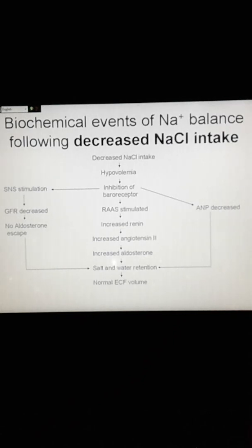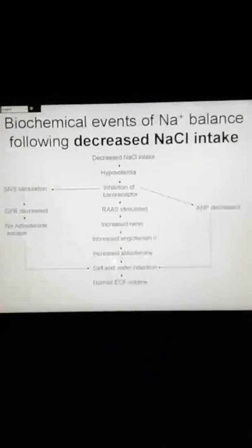Stimulation of the renin-angiotensin-aldosterone system causes increased renin production, which causes increased angiotensin II production, which ultimately causes increased aldosterone secretion, leading to salt and water retention. On the other hand, sympathetic nervous system stimulation causes decreased glomerular filtration rate, so there is no aldosterone escape, resulting in salt and water retention. Again, as atrial natriuretic peptide from the heart is also decreased, it also causes salt and water retention. So we see that all the 3 mechanisms together cause salt and water retention, maintaining the normal ECF volume. This is how our body sodium is regulated or balanced when there is decreased sodium chloride intake. Both these charts are very important for your written question.